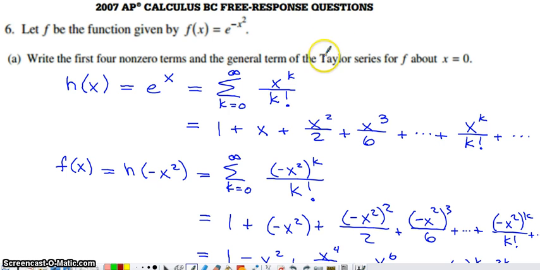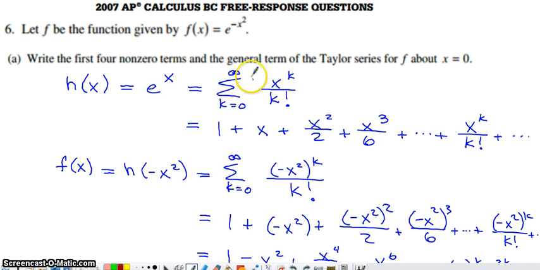And what it asks us to do in part A is write the first 4 non-zero terms and also the general term for the Taylor series for f about x equals 0. Since it's a Taylor series based at 0, it's technically also a Maclaurin series. So the best way to go about this would not be to use the definition of a Maclaurin series to manually try to produce that series.